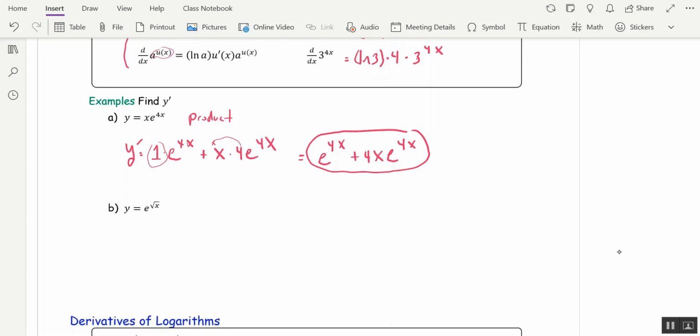Okay, next one, y prime is, we copy down e to the root x, and in front we put the derivative of root x, which is 1/2 x to the negative 1/2. And I'll clean that up. That's e to the root x over 2 root x. Pause, make sure you can follow that.